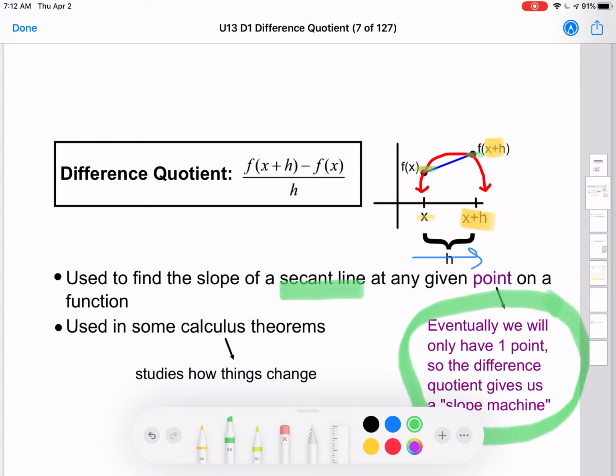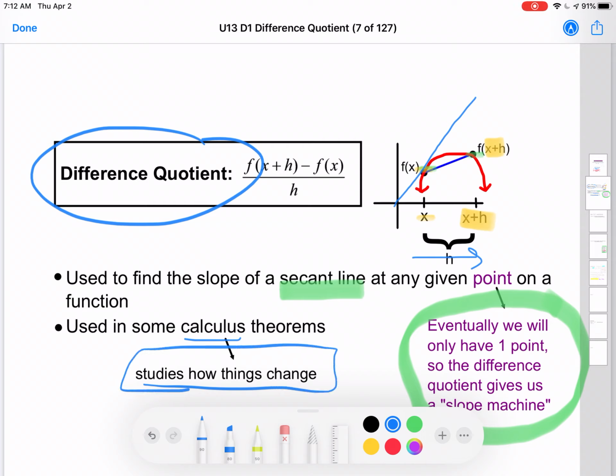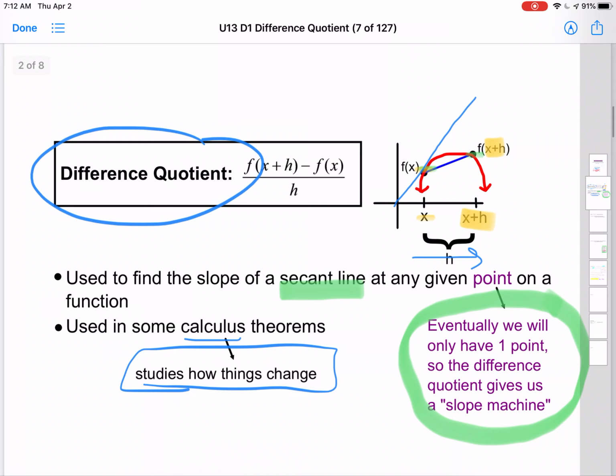Eventually, we're only going to have one point. What's going to happen is that distance, that h value, is going to become 0. And this line is eventually going to become a tangent line. And we're going to be able to find the slope of a line with only one point, which we've never done before. This difference quotient is also used in calculus, and calculus is just the study of how things change, which makes sense here, right, because we're looking at an average rate of change.